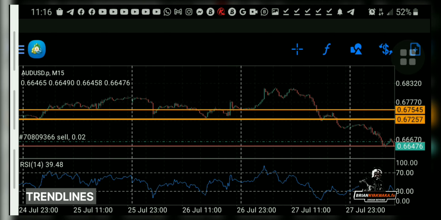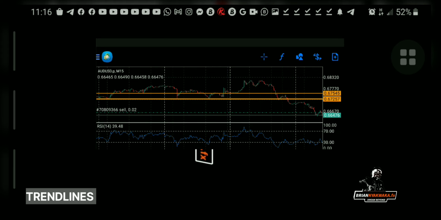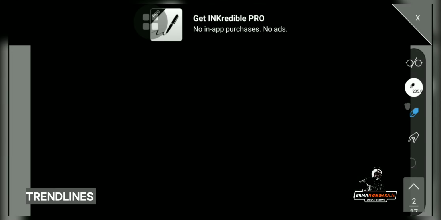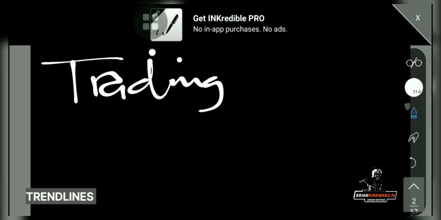I told you support is that point where the price fails to drop below, and resistance is that point where the price fails to break above. And we have two major ways of trading support and resistance. One, we have trading a break, and two, we have trading a bounce. I'm going to start with trading a break.